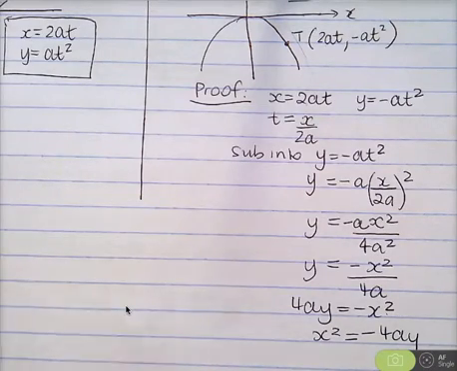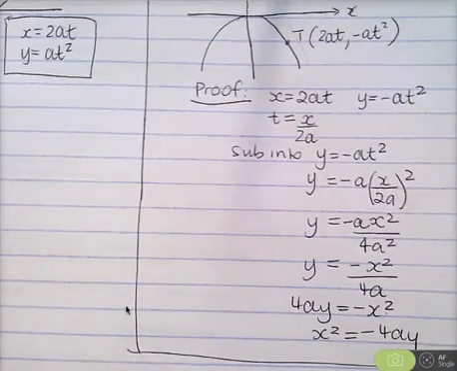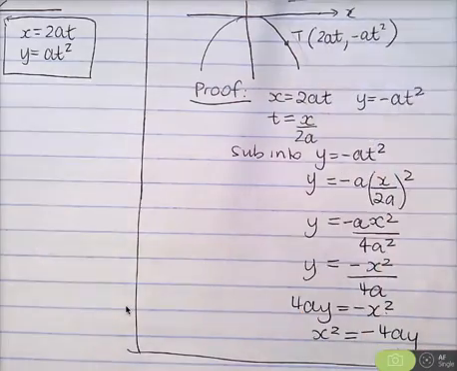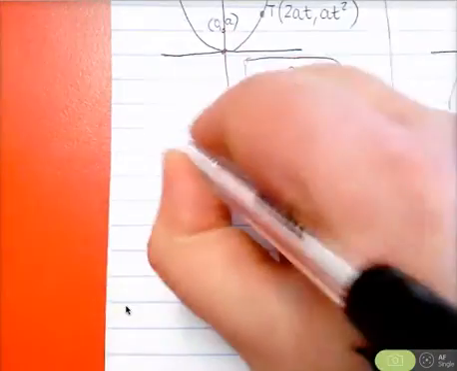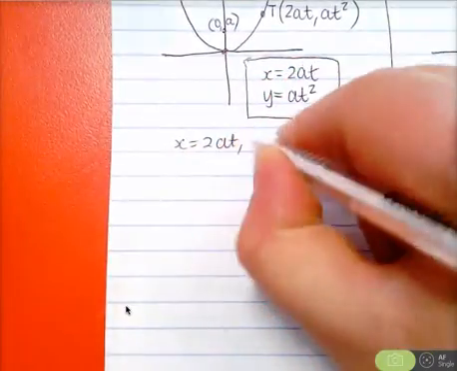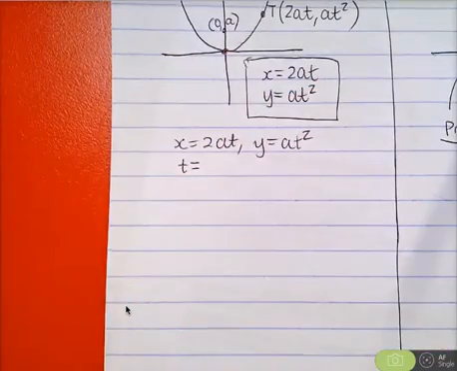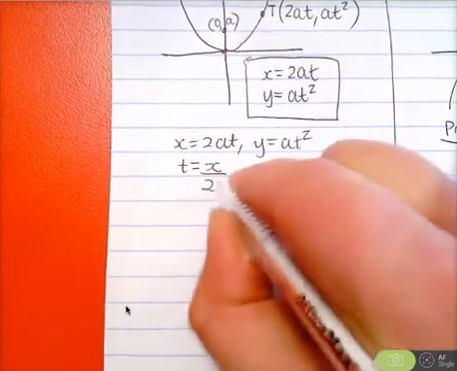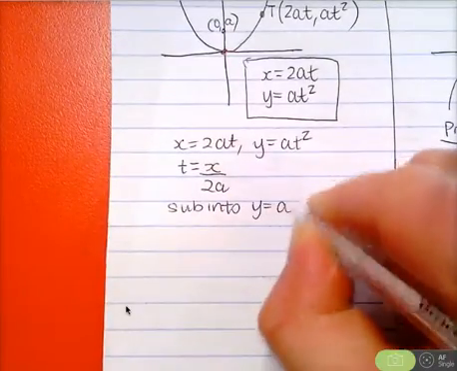All right, I'll do the same with the first one, even though we've done it before. You okay with that now? So the concave down one is 2at, minus at squared. You got all that? Let's just do it here. x is 2at, y is at squared. Let's rearrange t, and what do you get? t is x on 2a, sub that into y is at squared.